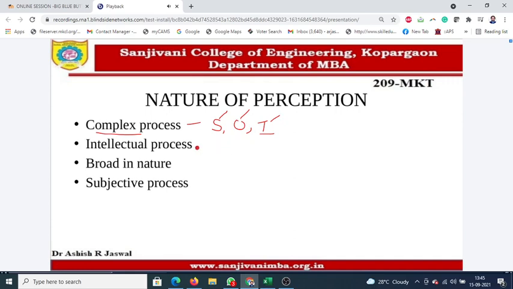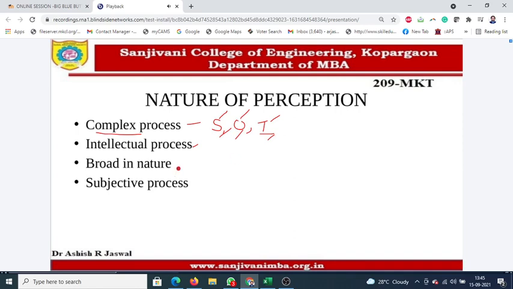Let's look at the second nature of perception. Why did I say perception is an intellectual process? Because we have concluded that a lot of cognitive effort is required in case of perception. Once sensation takes place, the perception process will involve selection, organization, and interpretation of data.